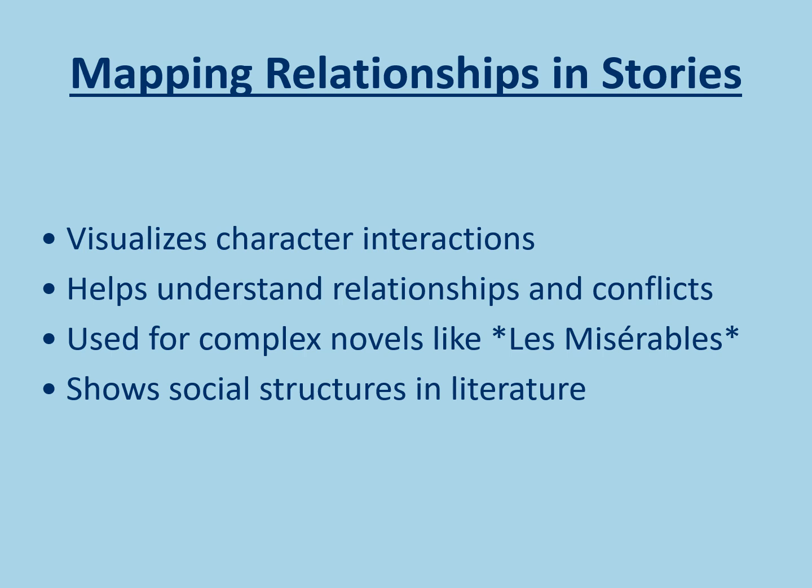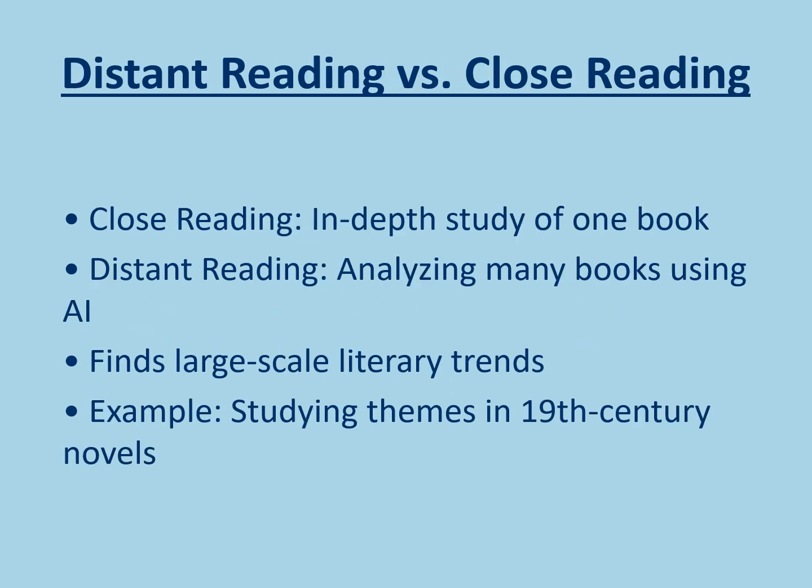Other examples in the literary studies, like Shakespeare's plays, Victorian novels, and modern fiction: mapping relationships in Hamlet and Othello, character dynamics in Jane Eyre, and Harry Potter or Game of Thrones for examining interactions. This also helps in understanding relationships and conflicts. This shows social structures in literature.